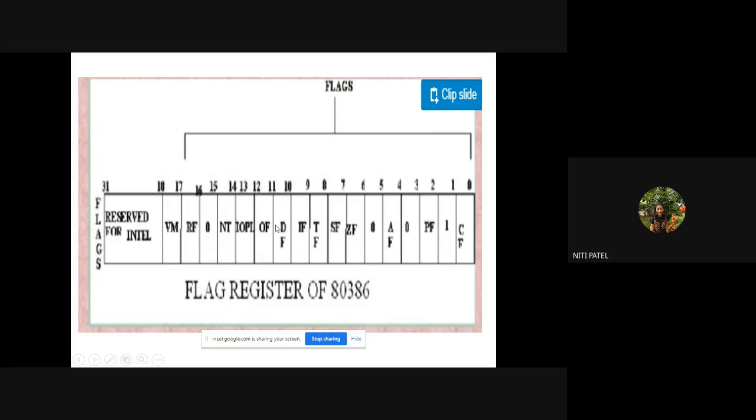Then your bit 9 is IF. IF is the interrupt flag. So if there is any interrupt and you as a user entertain that interrupt, it will be set to 1. But if you ignore that interrupt, it will be set to 0.